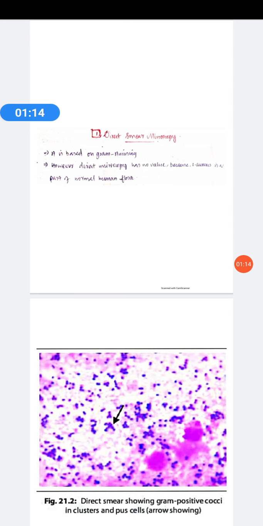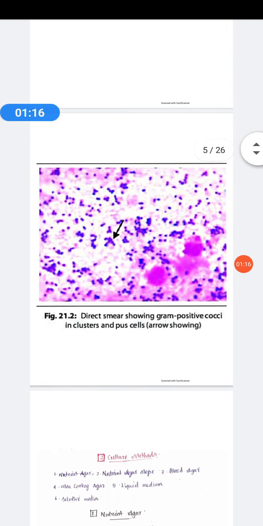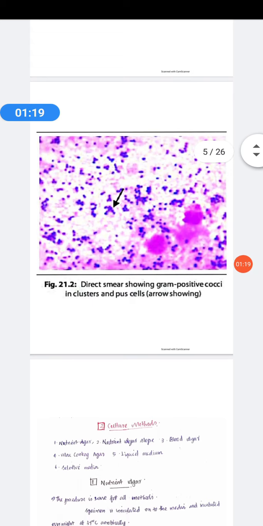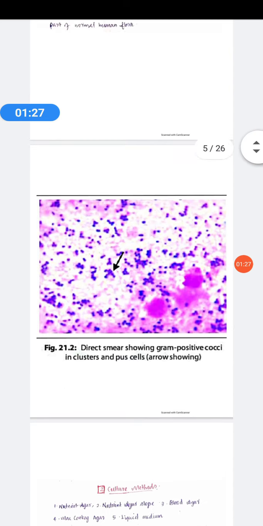So first come to the direct smear microscopy. As I said earlier, it is based on the gram staining. It is shown in the figure. It is gram positive cocci. Our Staph aureus is a gram positive cocci and they are arranged as grape-like clusters that we can see.